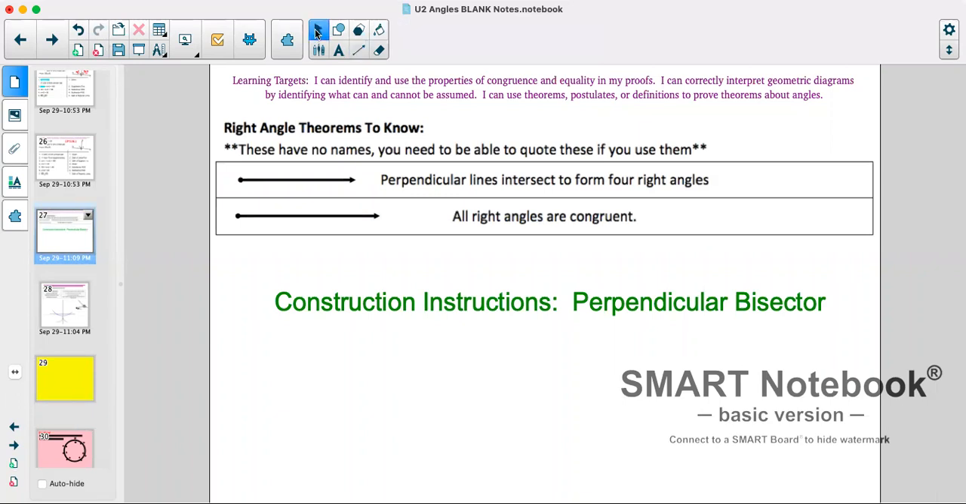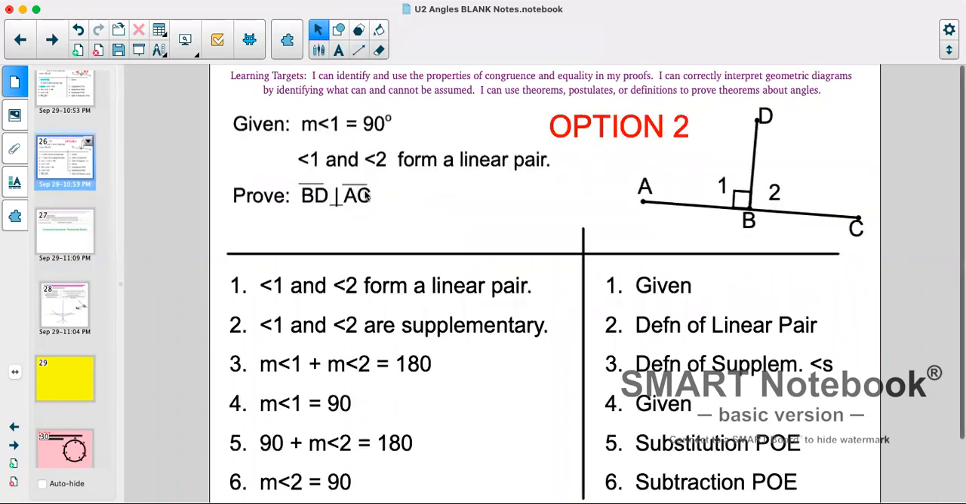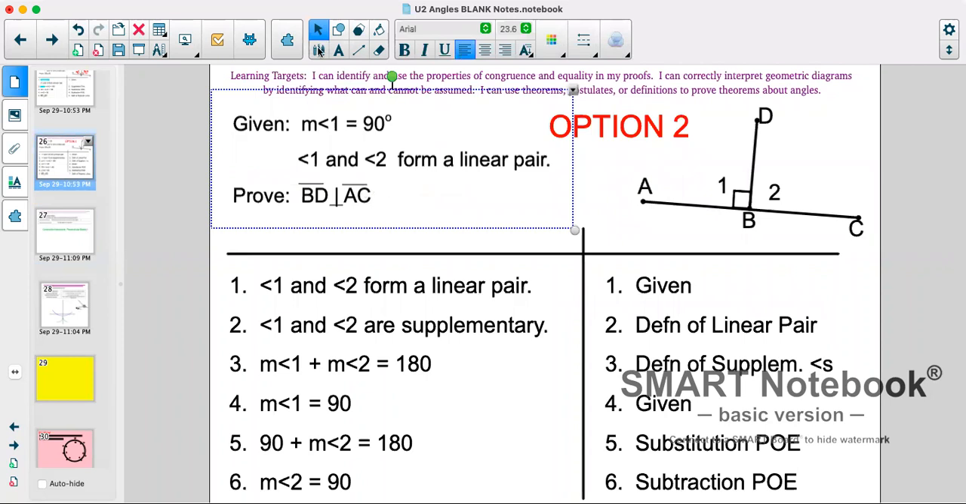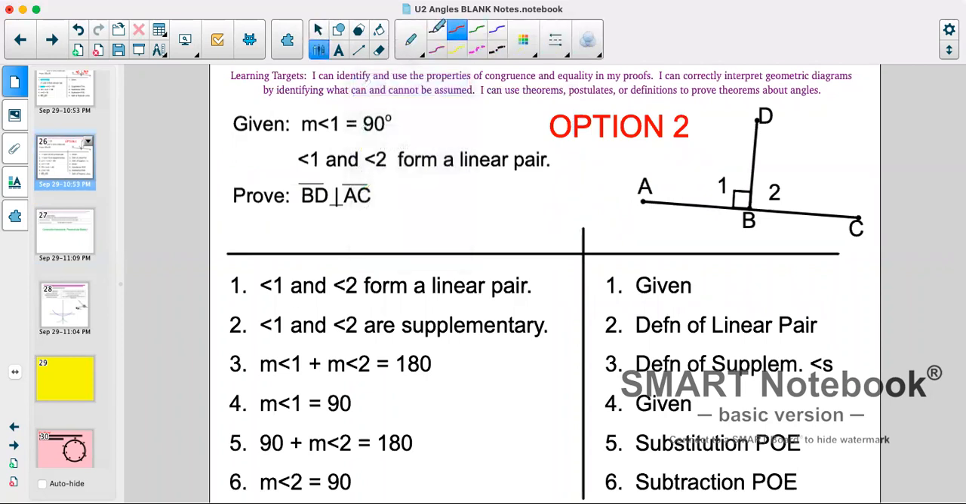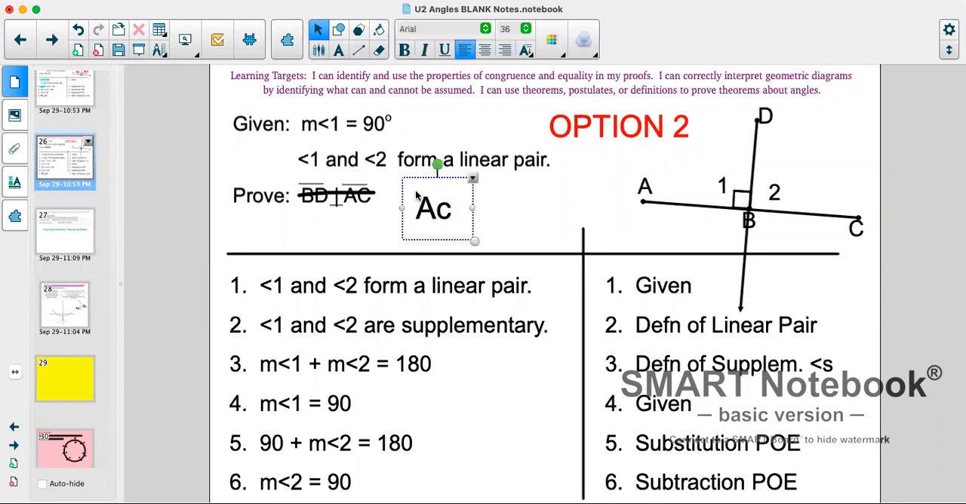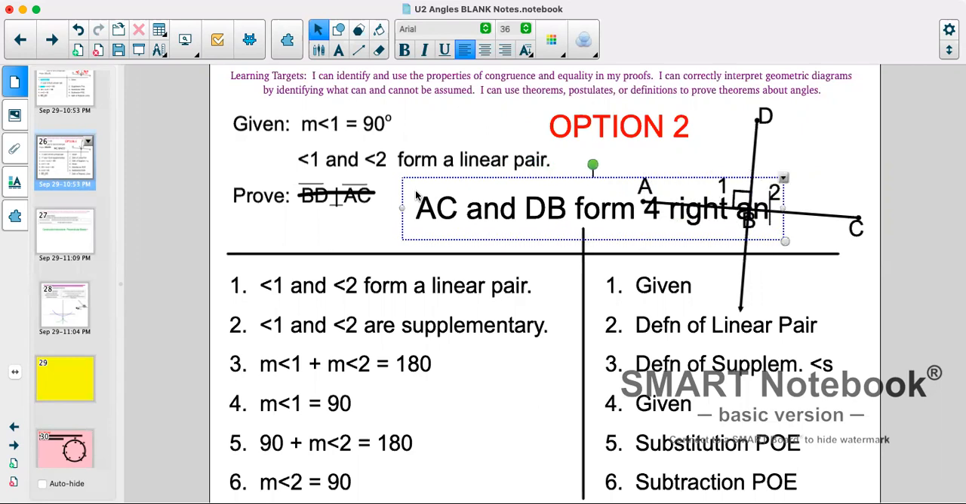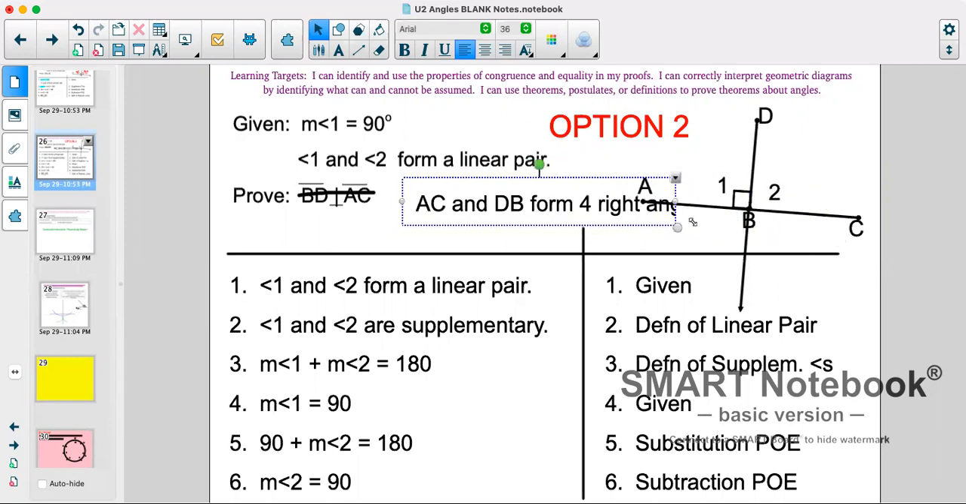So in this, if I back up to this proof, what if it said, instead of prove this, what if it said, oh, that was a really bad line. Let me try again. Here we go. What if instead it said, prove that AC and DB form 4 right angles? What if that's what the proof statement was?